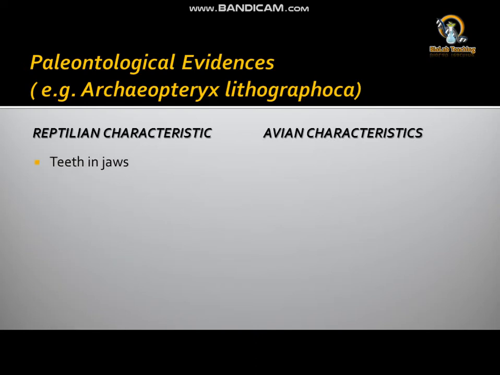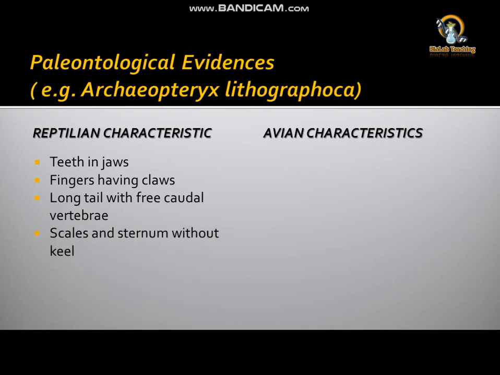The reptilian characteristics: the first is teeth in its jaws. In their jaws there are teeth present. The second one is fingers having claws. That is a reptilian characteristic in Archaeopteryx. The third one is the long tail with caudal vertebrae. And the fourth one is the scales and sternum without a keel.